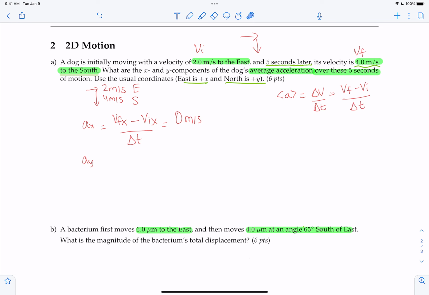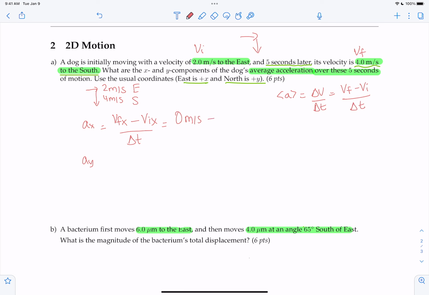So the x component of final velocity is just basically a question of whether we are contributing to the velocity in the x direction. And since we are only moving south, we're not moving east or west, we're not contributing to the x component of the final velocity. So 0 meters per second for VFX.